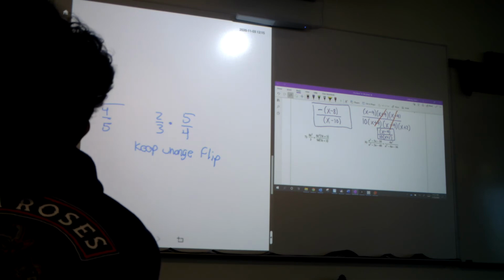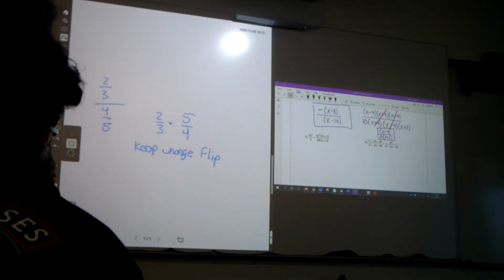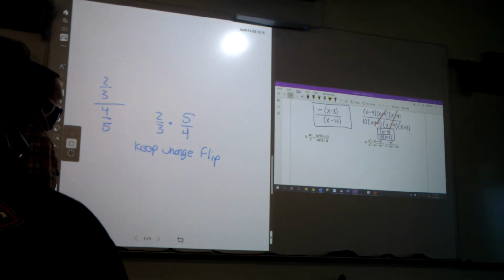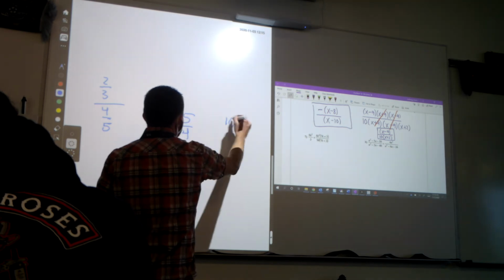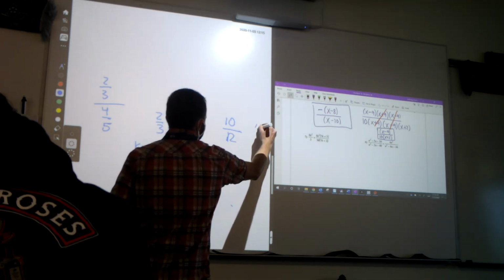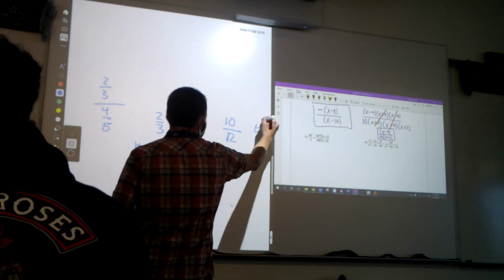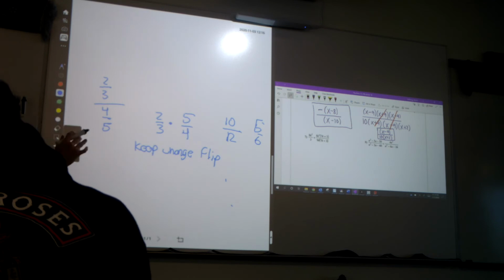But the idea is, if you have a fraction divided by a fraction, we keep, change it from division to multiply, and then flip it over. This is the same idea as multiplying by the reciprocal. Then I would just say, 2 times 5 is 10, 3 times 4 is 12, and then we reduce that to 5 over 6. The idea is keep, change, flip.